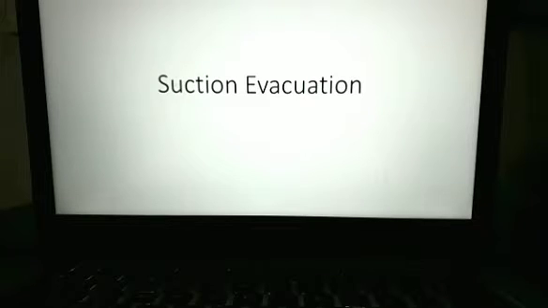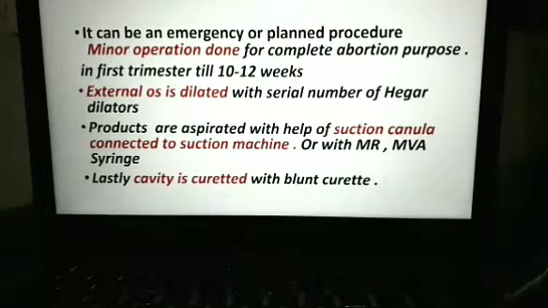Our plan is to discuss suction evacuation today, and we will discuss all the instruments regarding this operation. Suction evacuation is an emergency or a planned procedure. It is a minor operation done for completion of abortion in the first trimester, up to 10 to 12 weeks of pregnancy.